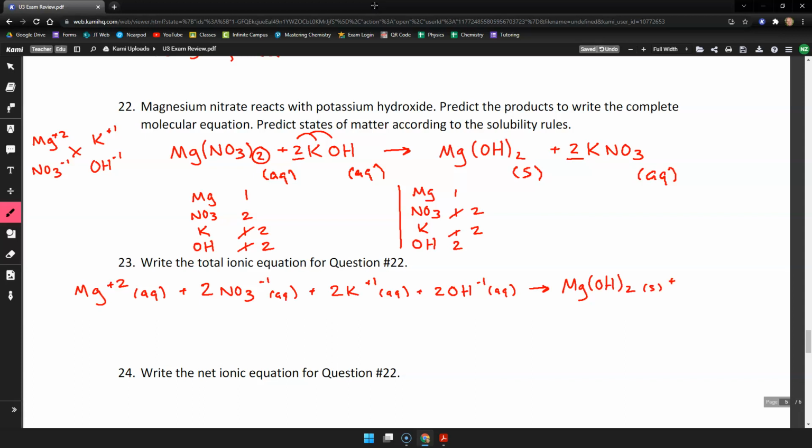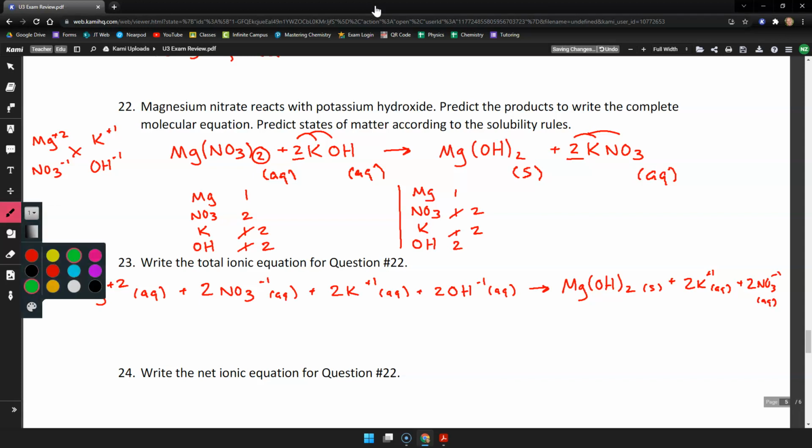Okay, and then again, this 2 distributes to both terms. So 2 potassium, and then 2 NO3 aqueous. NO3 is minus 1. Oof, almost ran out of space there. Okay, cross out anything that exists on both sides. So I see NO3 on both sides. I see potassium on both sides. And I believe that's it.